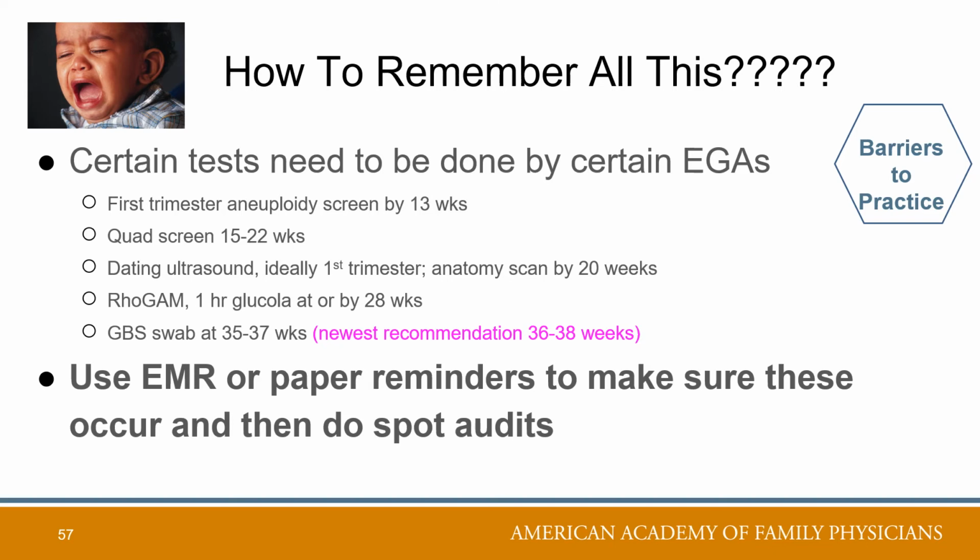The RhoGAM and 1 hour glucola are done at or shortly after 28 weeks, and the GBS swab is done between 35 to 37 weeks in the oldest recommendation, and in the newest one, it's 36 to 38 weeks. So you can use your EMR, paper reminders to make sure that these things happen at these times, and OB review at each site also is a way to get this done.